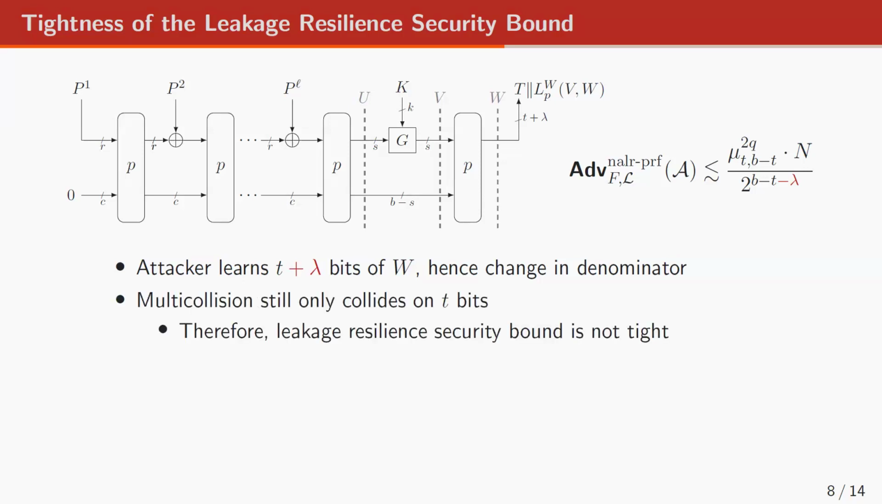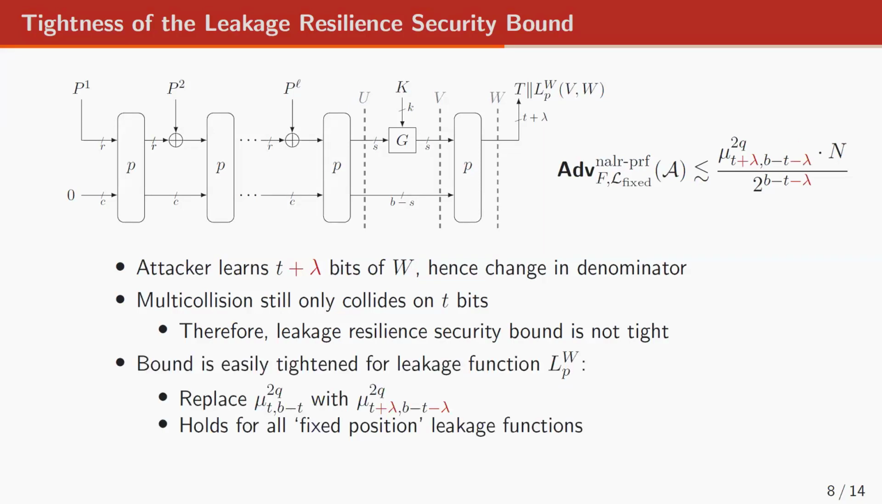But the problem is that the attacker still only has a multi-collision on the t-bit tag. So the attacker with one guess for these b minus t minus lambda bits cannot match each state W in the multi-collision. So the complexity of the attack is actually higher than the complexity of the bound, and therefore the bound is not tight. But for this specific leakage function, we can easily tighten the bound because we can just replace the multi-collision limit function such that now it also collides on the leaked bits. And then the attacker can match all the elements in the multi-collision.